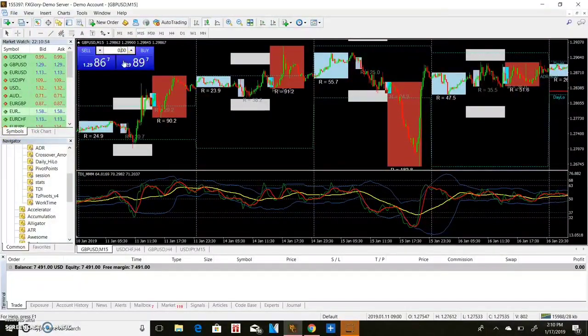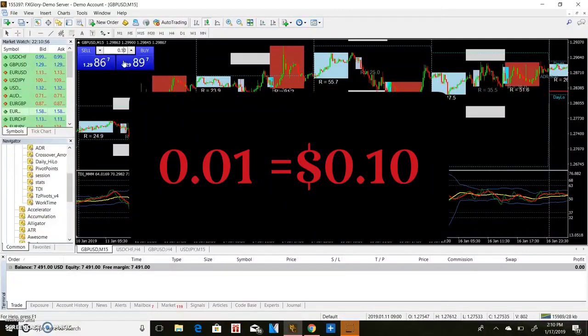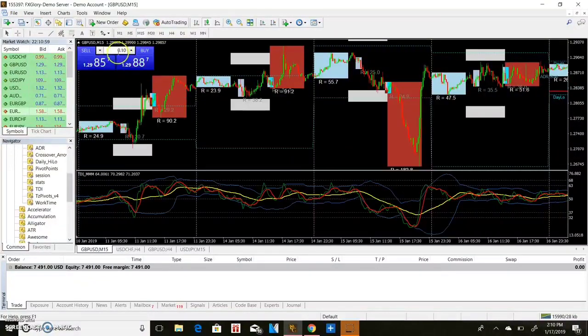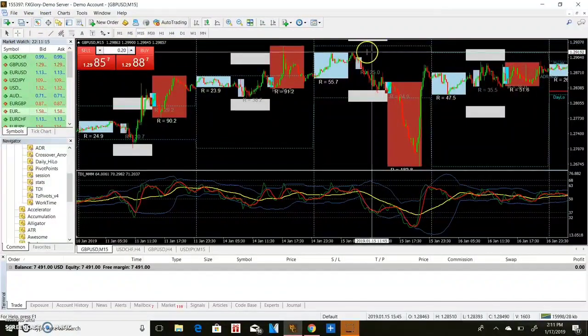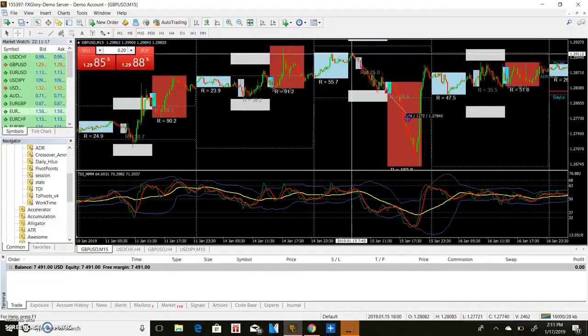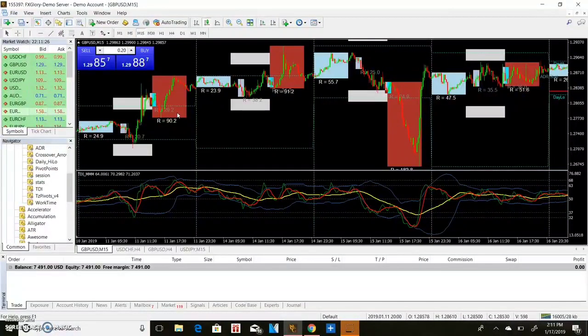If you do 10 cents, this is equivalent to $1. If you do 20 cents in the market, that's equivalent to $2, meaning when you hit that buy button, let's say you were trading 20 cent lot size, right? So let's say you caught all of these pips right here. You caught around 21 pips, right? So it'll be $2 times 21.